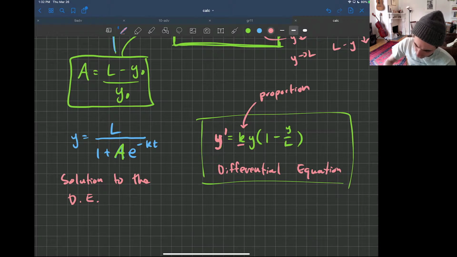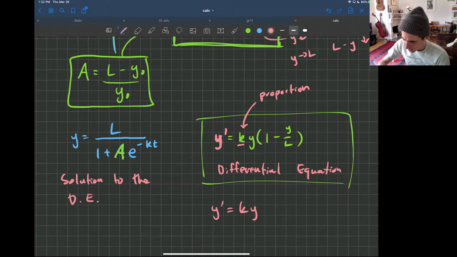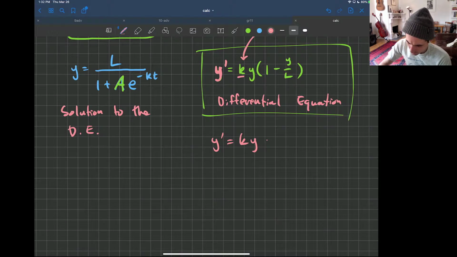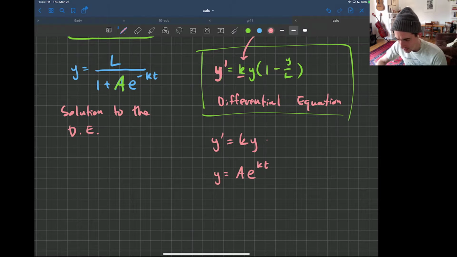Like if we were to solve this one, y prime is equal to k times y, you might remember that we got something like y is equal to a times e to the k times t, where t is the other variable, it's time, right? So anytime you're talking about a rate, you have to have two variables compared to each other.